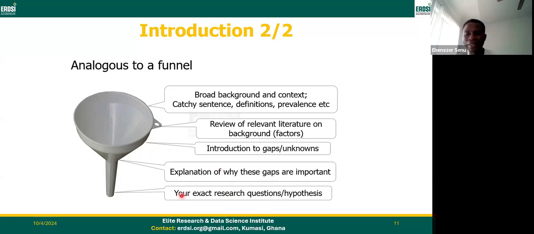So your last sentence. Anytime I read any writing, I first look at the very last sentence, where the person has stated that this study aims to investigate the prevalence and factors associated with candidiasis in Kumasi, Ghana. Then I know that this person has at least followed the writing skill.